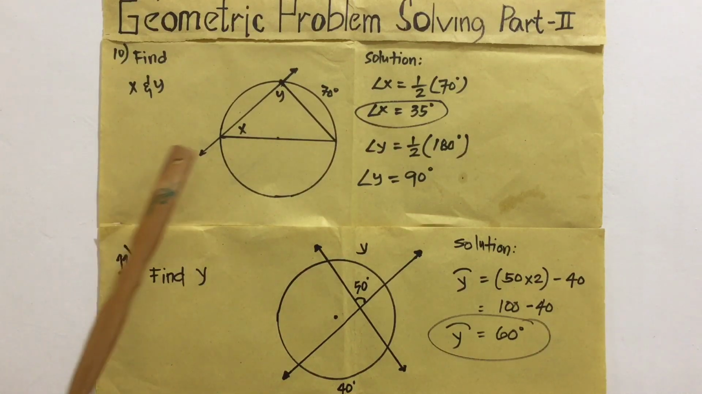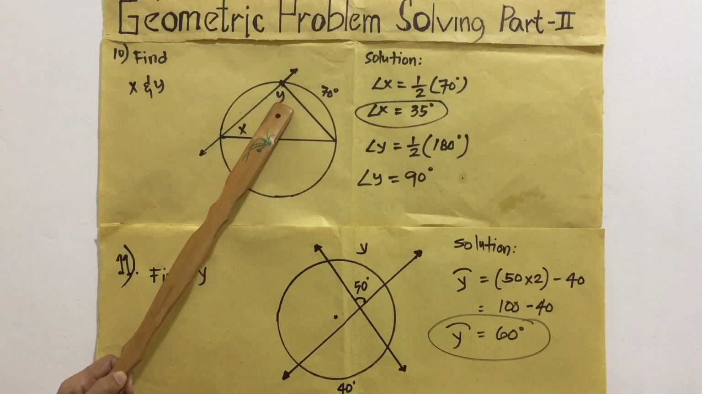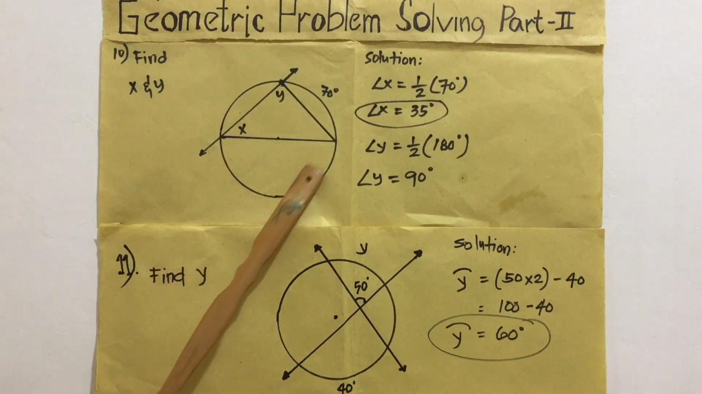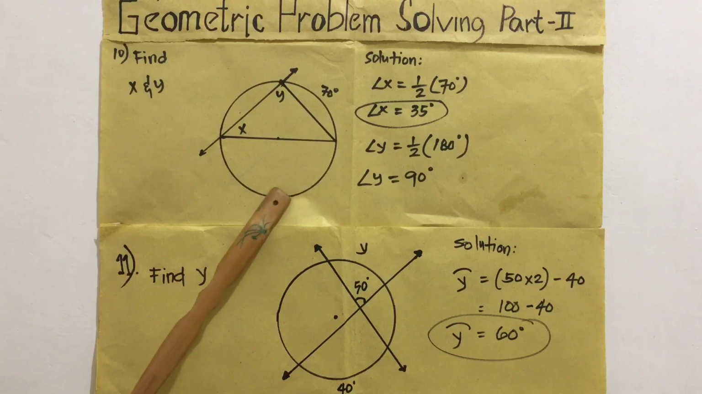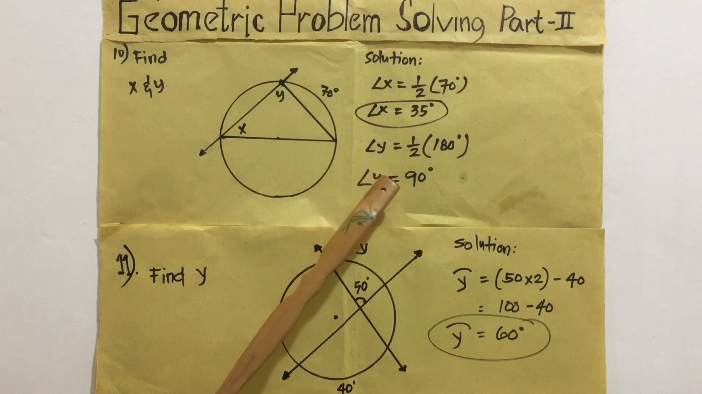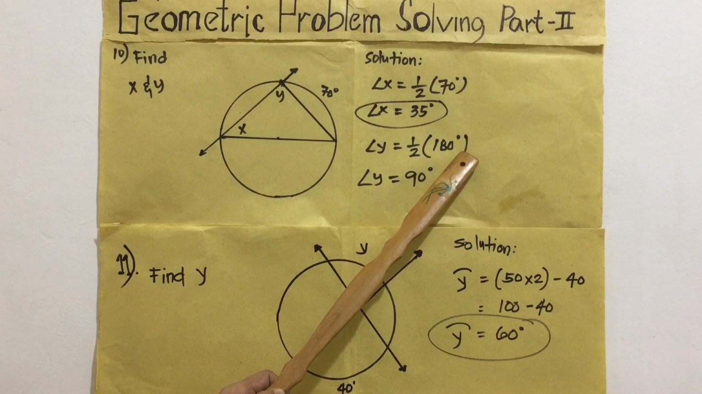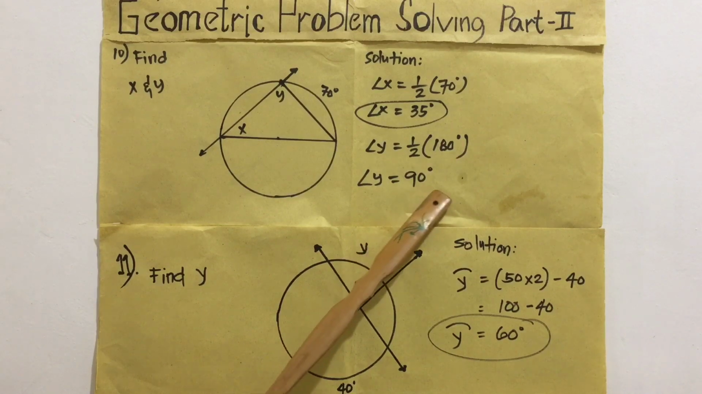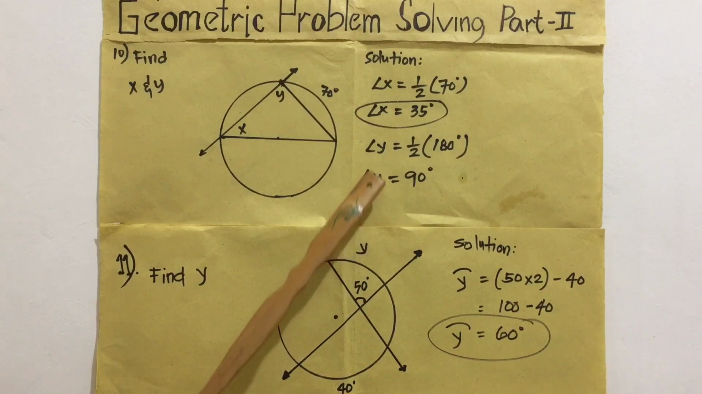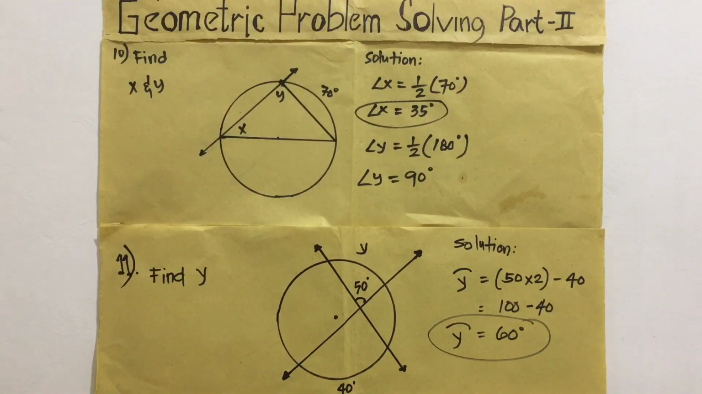Now next, find the value of angle y. It is also an inscribed angle, and the opposite of this is the intercepted arc. A semicircle is equivalent to 180 degrees. That's why our solution or computation is angle y equals 1/2 of 180 degrees equals 90 degrees. So the measurement of angle y is 90 degrees.